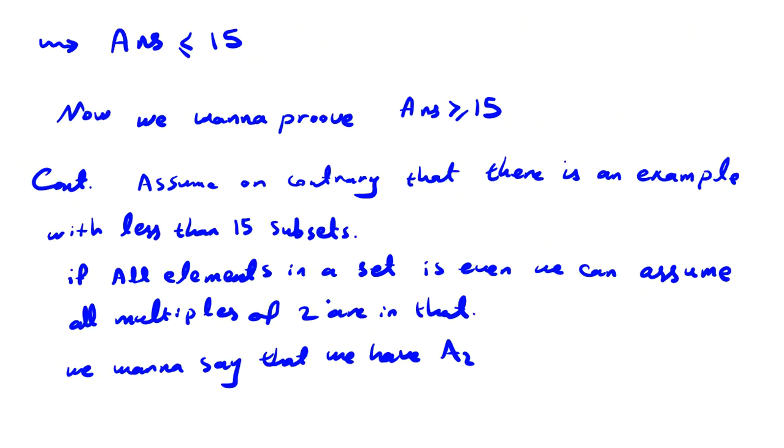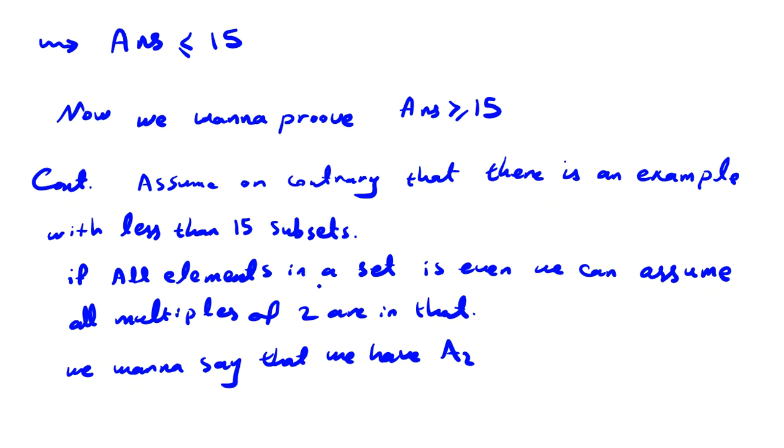Now we want to prove that the answer is 15. By that example, we can say our answer is less than or equal to 15. Now we want to prove the answer is at least 15. We prove it by contradiction. Assume on the contrary that there is an example with less than 15 subsets.